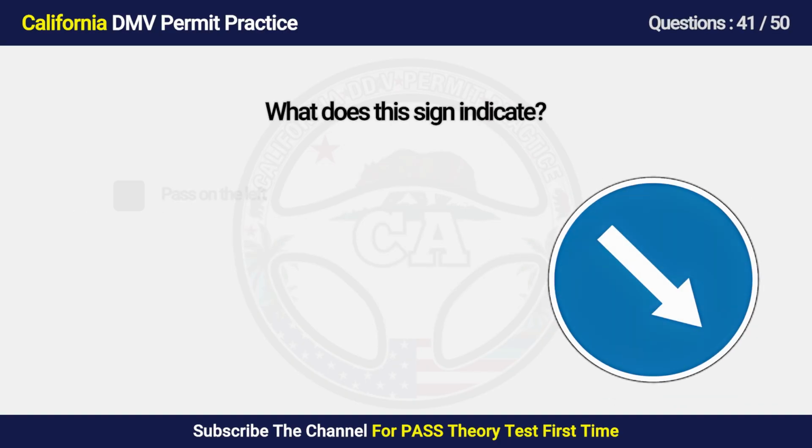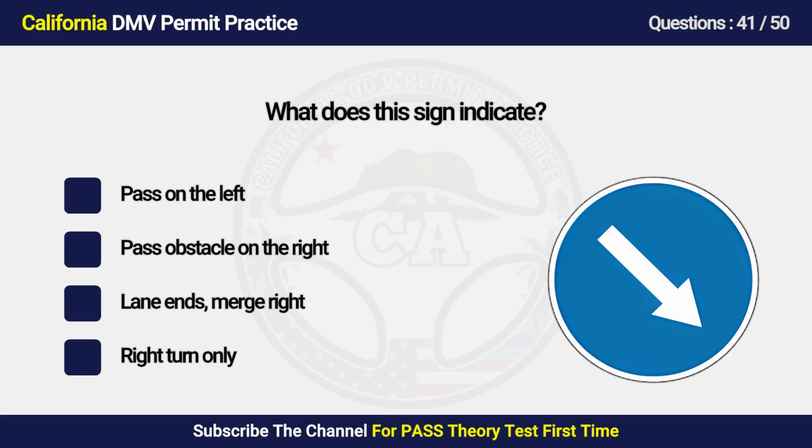Question 41. What does this sign indicate? A. Pass on the left. B. Pass obstacle on the right. C. Lane ends, merge right. D. Right turn only.